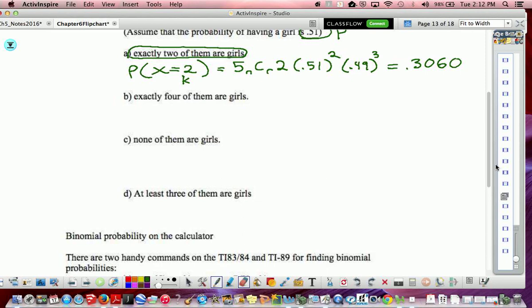So we follow the same process for the next one. What number goes in here with x? 4. So now 5 NCR, is it 2 here? What does this get replaced with? 4, because now I'm choosing 4 of them to be girls. So now it's 0.51 to the 4th, 0.49 to the 1. These two exponents will always add up to your total.